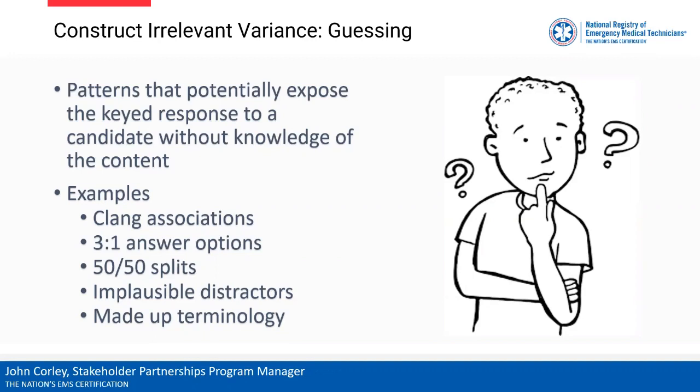But essentially, you have what we refer to as a clang association, a 3-to-1 answer option, a 50-50 split, implausible distractors, and made-up terminology. All of these things increase the odds that somebody who doesn't know the answer to the test question is going to get the test question correct. So I'm going to go into each one of these in the next couple of slides.